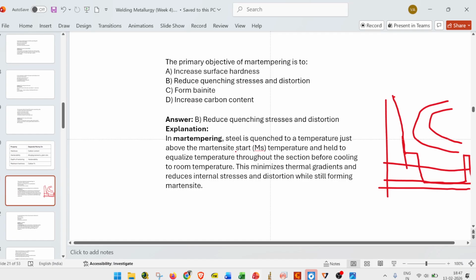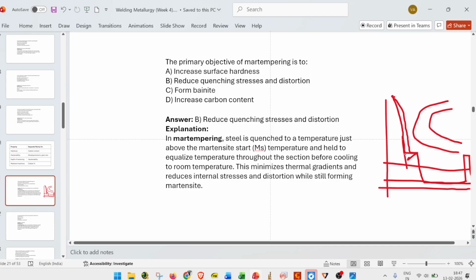In the martempering process, steel is quenched to a temperature just above the martensitic starting point, that is this one, and held to equalize temperature throughout the section. Okay, we will hold it. Why do we have to hold it? Because if we have any component, the surface may cool much faster compared to the inside. So to reach a uniform temperature level, we will hold it here for some time.